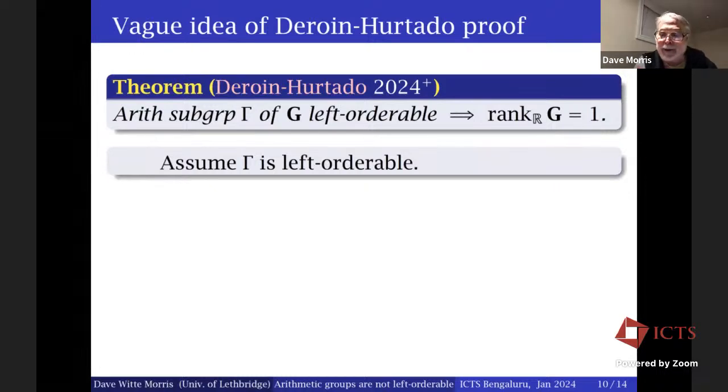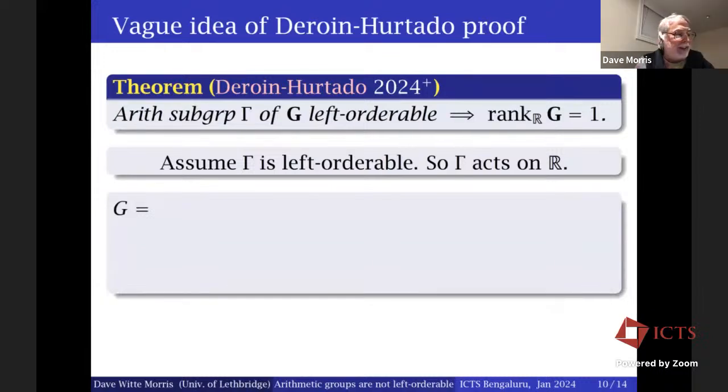Well, gamma is left-orderable. When I tried to prove these theorems, I used the fact that gamma is left-orderable and worked algebraically, but the proof that actually works is not algebraic, it's analytic. It uses group actions, harmonic functions, and dynamics. So instead of thinking of it just as an order, we use the fact that a left-orderable group always acts on the real line. And as usual, let G be the semi-simple group that gamma is a lattice in.